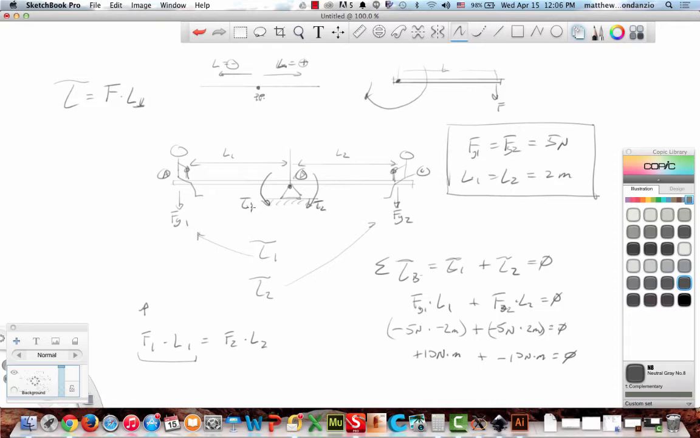Yes, ma'am? Isn't the hinge... The hinge is, that's right. The hinge is the pivot point on the door. Whereas in this case, the pivot point is the middle of the seesaw.